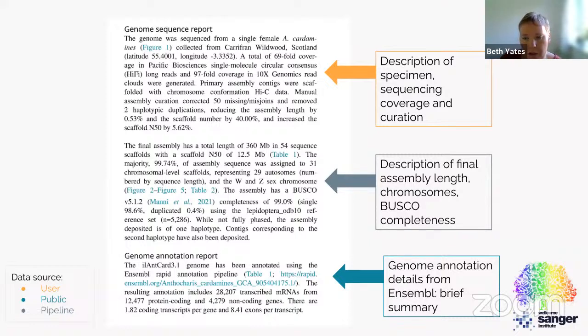We'll give a description of the final assembly length, the chromosomes, and BUSCO completeness scores. And if the genome has been annotated, we'll give a description of that process based on information that's supplied to us from Ensembl. Now, we don't always have annotation for a genome at the time we publish a Genome-Note. So this is not something that's always included, but if the annotation has happened already, that will go into the Genome-Note.